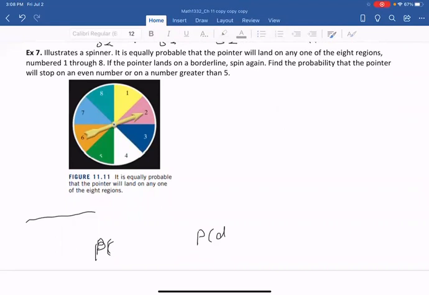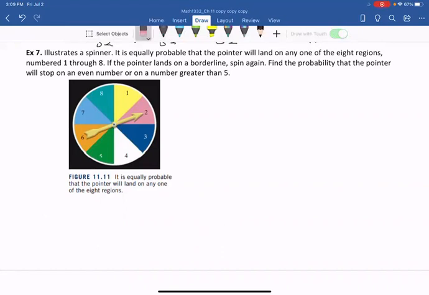Example 7 illustrates a spinner. It is equally probable that the pointer will land on any one of the 8 regions, numbered 1 through 8. If the pointer lands on the borderline, spin again. So we don't count the chance that it lands on the border. Find the probability that the pointer will stop on an even number or on a number greater than 5. Find the P of even number. I use E to represent that. And then P of the number greater than 5. What's the probability of this?